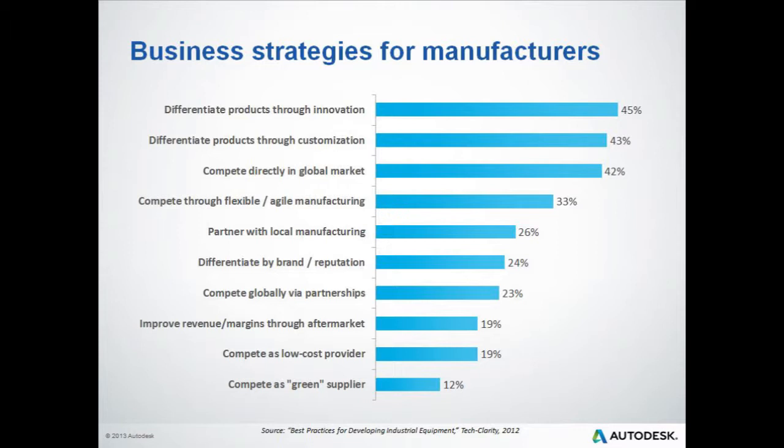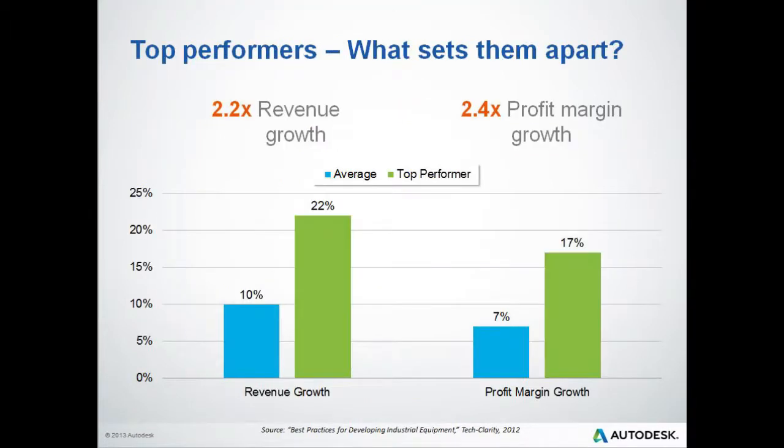So we'll look at a little bit of business strategy. Looking at the very top of this chart for the moment, it's identifying what are the key business strategies for manufacturers. So differentiation of products through innovation, and differentiate products through customization. Those are the top two features that help distinguish manufacturers. Now using Inventor we can help to achieve those. So what sets one performer apart from another? Revenue growth. A top performer should be achieving around 22%, and profit margin growth you want to be achieving around a 17% growth.